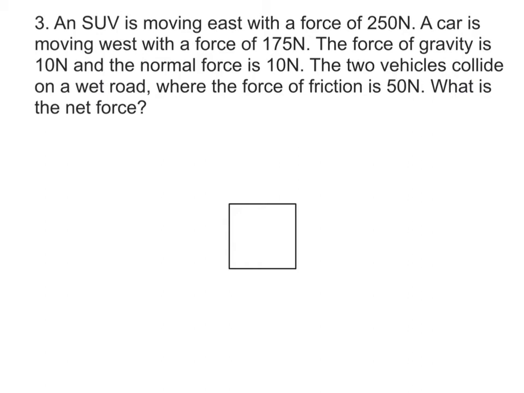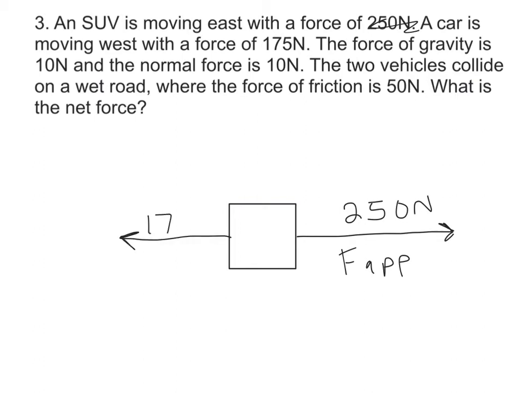Okay, problem 3 says, an SUV is moving east with a force of 250 newtons. So I will draw that. My arrow to the right will be east. 250 newtons force applied. And the car is moving west with a force of 175. So now I'm going to the west, force of 175 newtons, force applied. Force of gravity is 10 newtons, so pulling down my force of gravity, 10 newtons. And the normal force is pushing up with the force of 10.